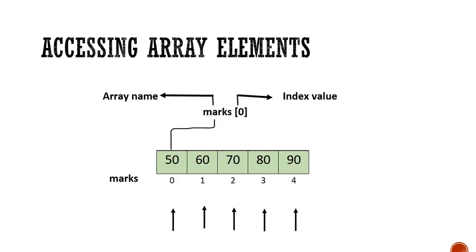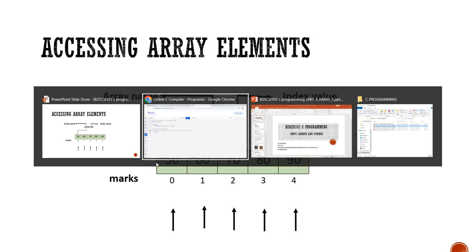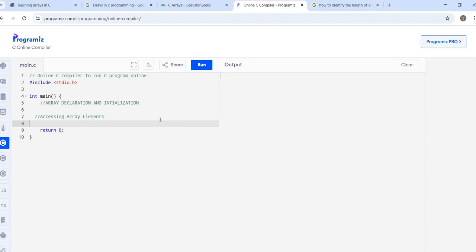So I will show you with an example program. So far we have seen array declaration and initialization and how to access the array elements. So both things will be shown here. See, I am using an online C compiler for demo purposes. So first I have to declare and initialize the array. So how to declare?